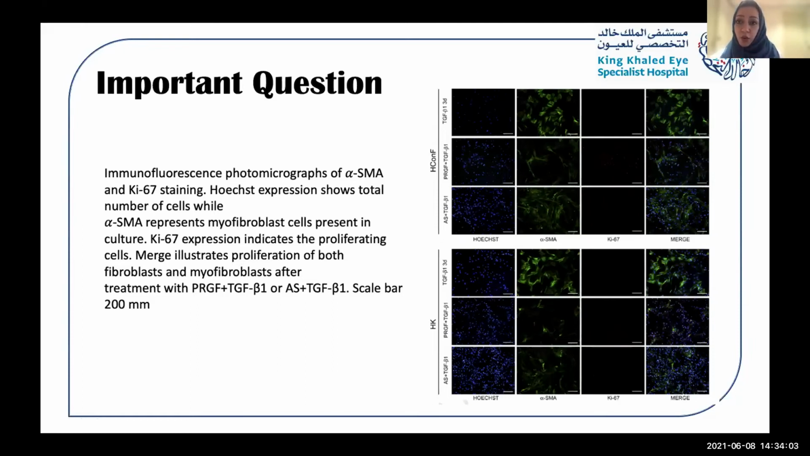To answer our question, the plasma-rich growth factors has a better outcome in the form of promoting the epithelialization or the cellular proliferation, and also decreasing the scarring.